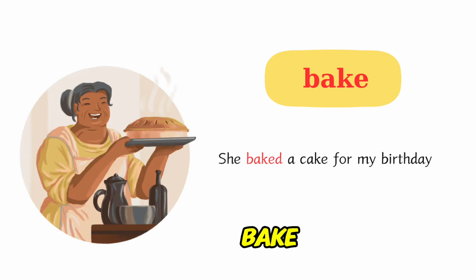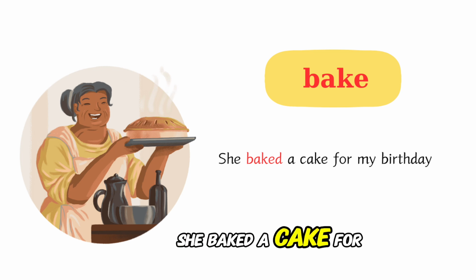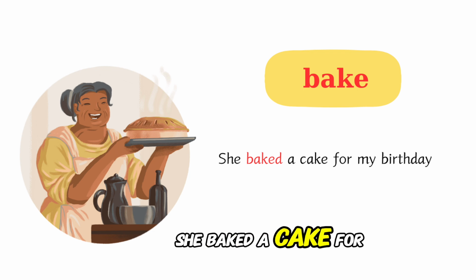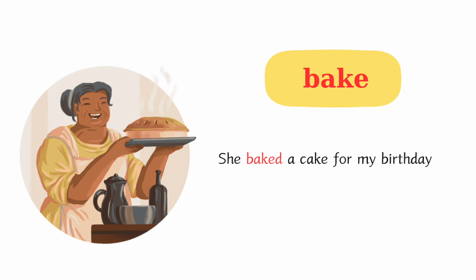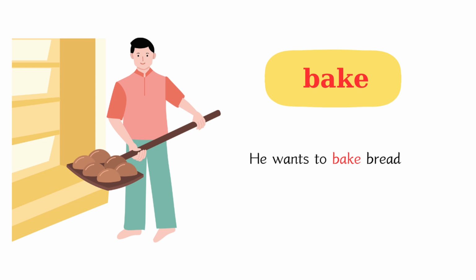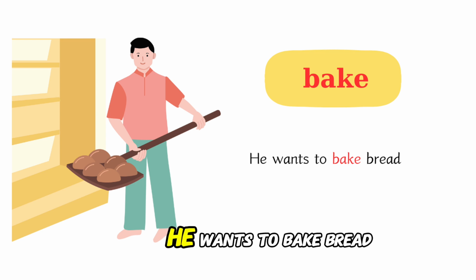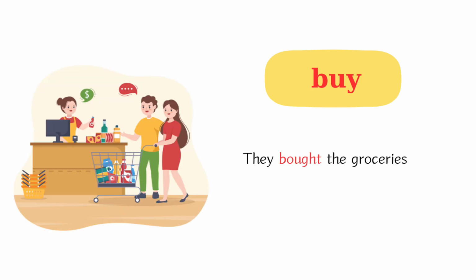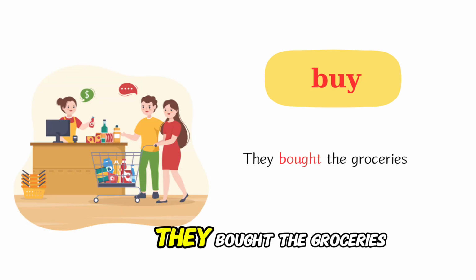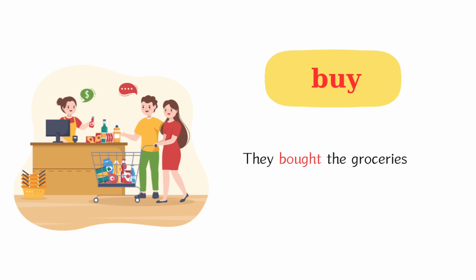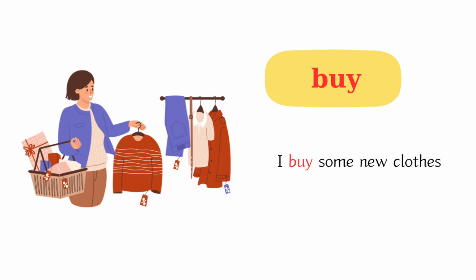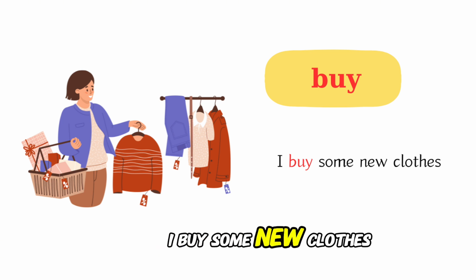Bake. She baked a cake for my birthday. He wants to bake bread. Buy. They bought the groceries. I buy some new clothes.